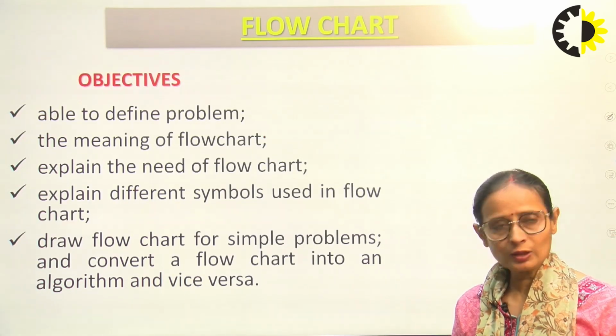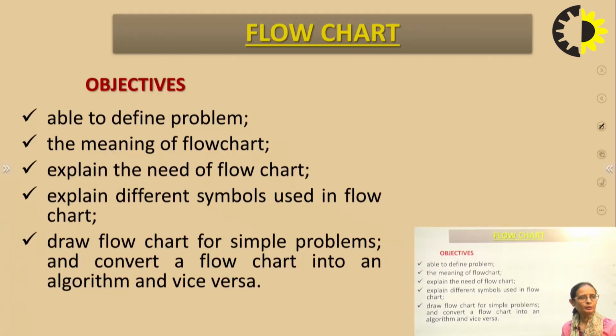So what is the basic objective? It is able to define a problem, that is, with the help of a flowchart you provide a solution to a problem which you are solving. And the meaning of flowchart we will discuss. What is the meaning of flowchart? It is a flow of your sequence, that is how from one step to another step you are going through.